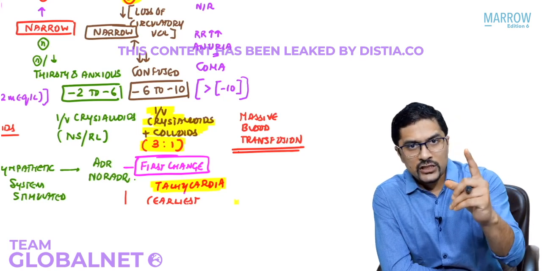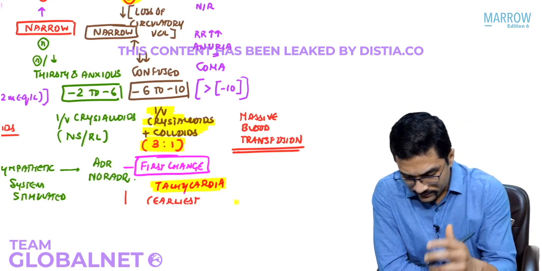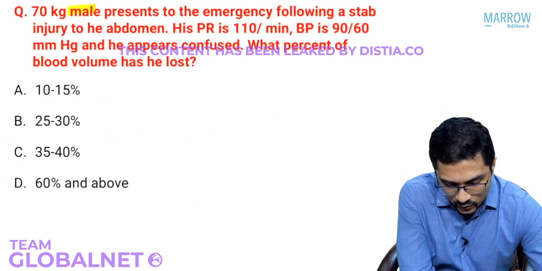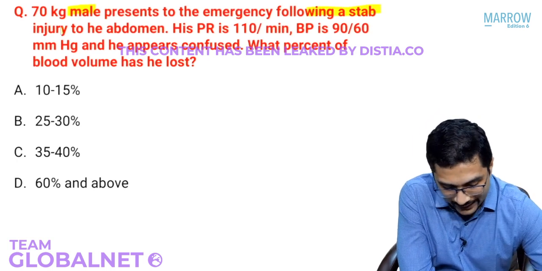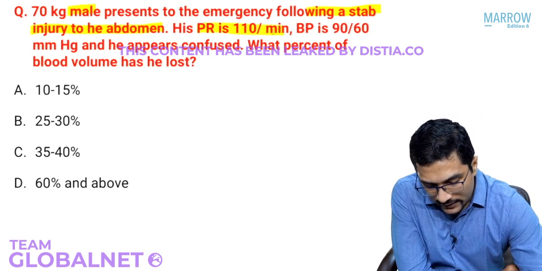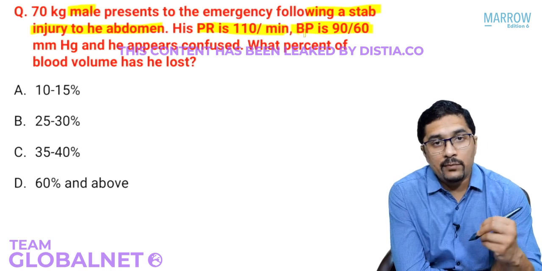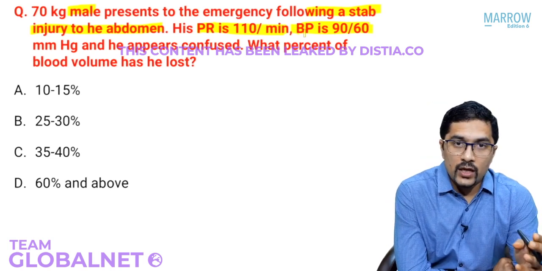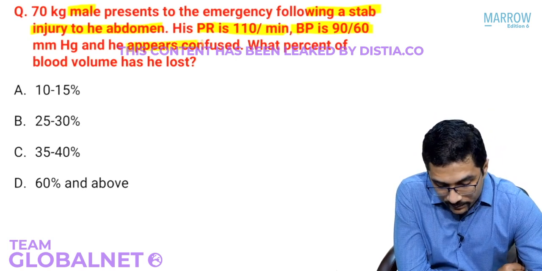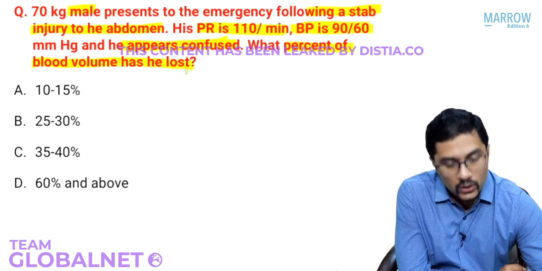Let's solve one question here so that you understand what kind of practical questions are asked from this table. So let's look at this question now. You have a 70 kg man who's come to the emergency following a stab injury to the abdomen, right? His pulse rate is 110, so there is tachycardia, and BP is 90/60, means systolic is also falling and diastolic is also falling. And he appears confused. What percentage of blood volume has he lost?